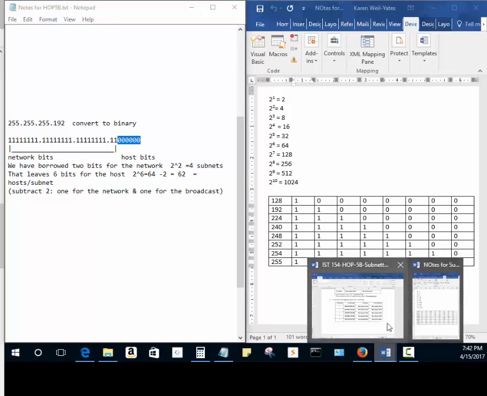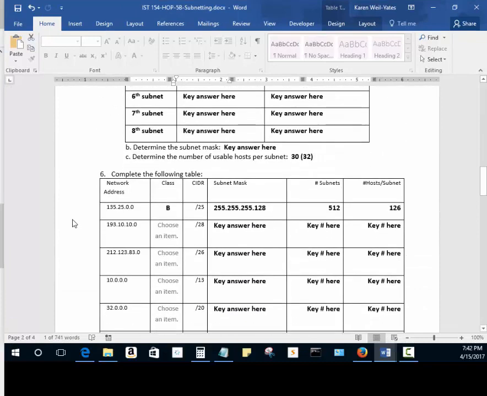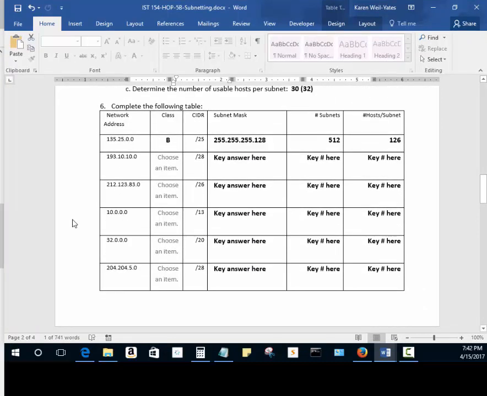Now let's look at question number 6, which is very similar. It's just showing you CIDR notation. Okay, so the first example is 135.25.0.0. We're saying this is a class B. CIDR is /25. That's just telling you what your subnet mask looks like. So again, it says I have to have 25 ones. So here's 8 ones, 8 ones, 8 ones, and 1 one.